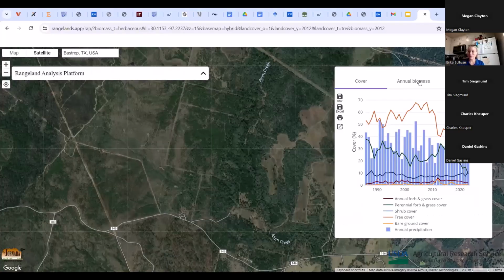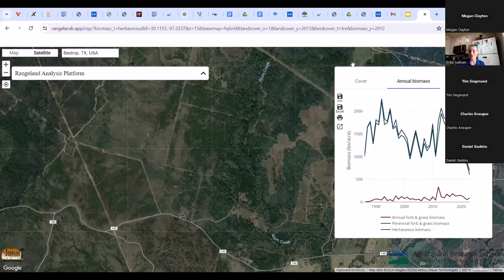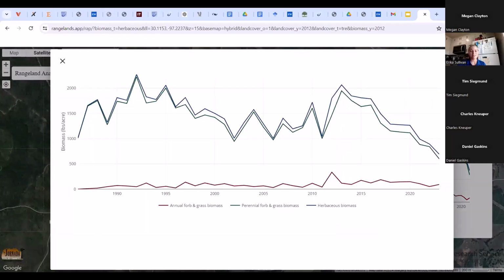Okay, so the next thing I'm going to look at is annual biomass. So just like cover, we can take a look at the annual biomass of an area. And so I'm going to open back up this screen again, enlarge this, so we can see the impacts of annual forb and grass, perennial forb and grass, and herbaceous biomass. So annual forb and grass has stayed pretty low over the years.